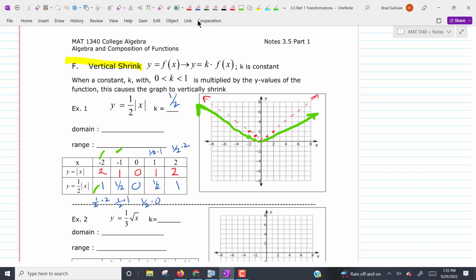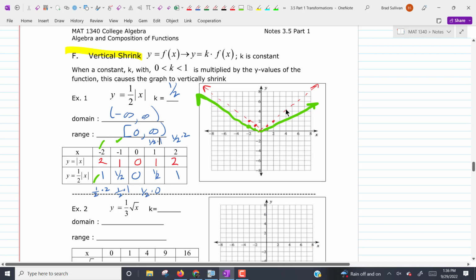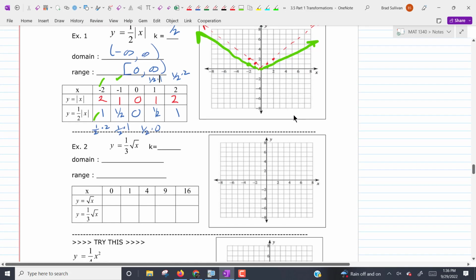All right, so the domain on this is all real numbers. Range is 0 to infinity. The range starts at 0, the y values get bigger. All right, next one, the k value is a third. And again, if you multiply a number by a third, you're going to make numbers get smaller. That's why things are going to shrink.